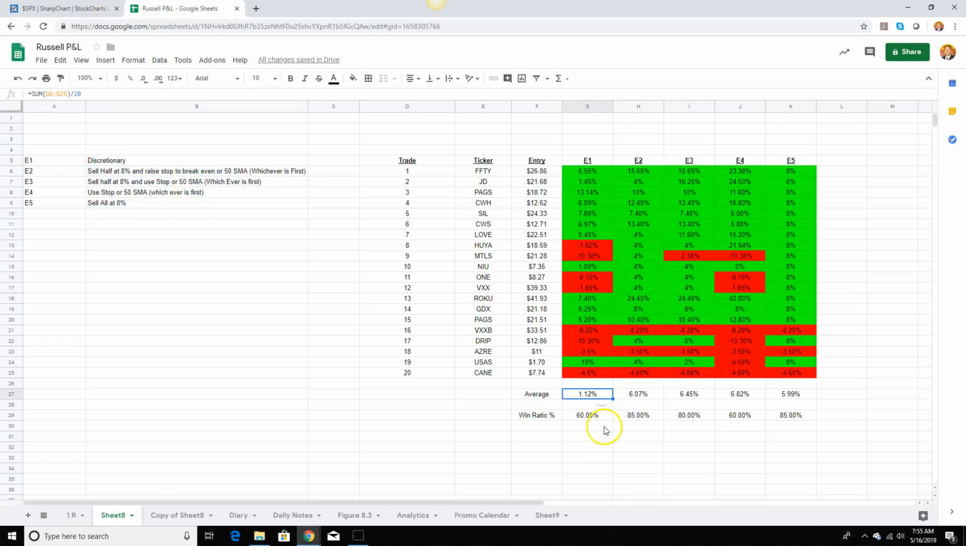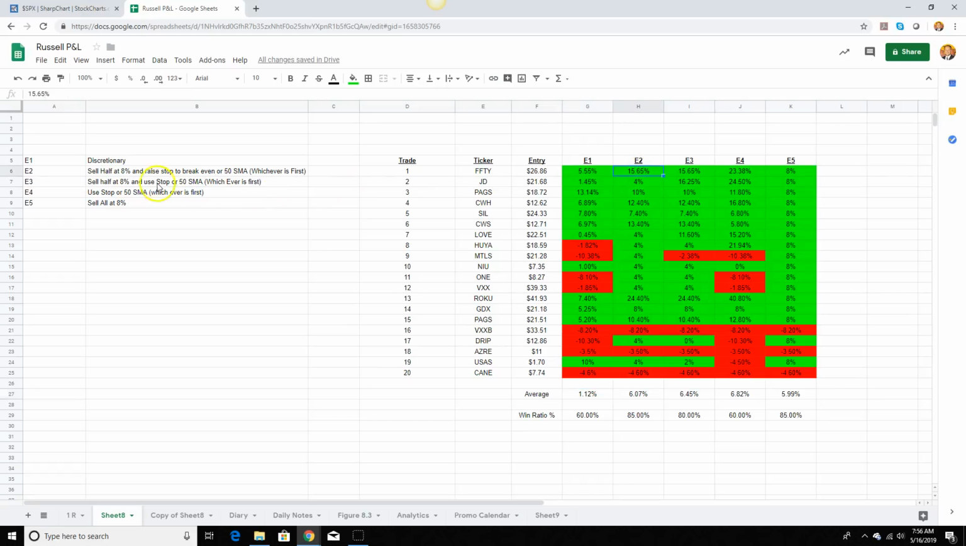So in E1, I got egg on my face. This was what I actually did. But if I had used exit algorithm number 2, I would have averaged... Now this is the average net gain per trade. What this means is I take all my wins, I take this whole column right here, which totaled 22.35%, and I divide it by 20 trades to get your average net gain per trade. That's just how I stacked them up against each other.